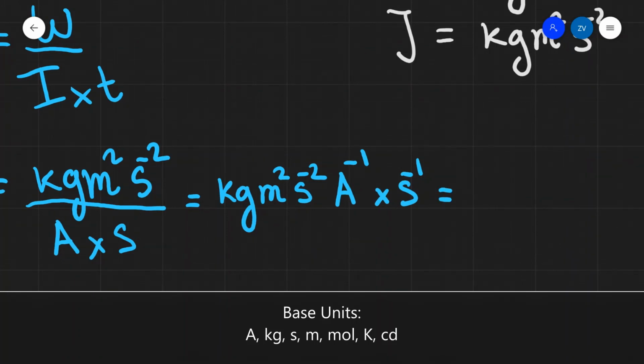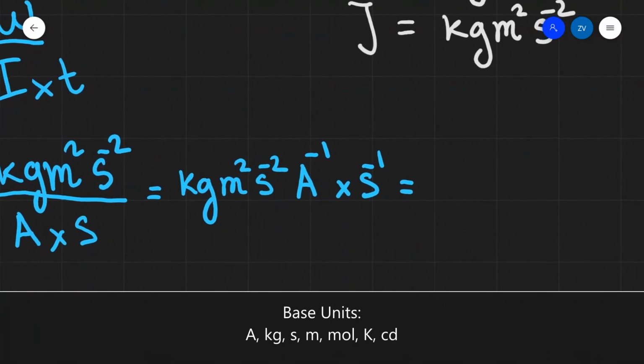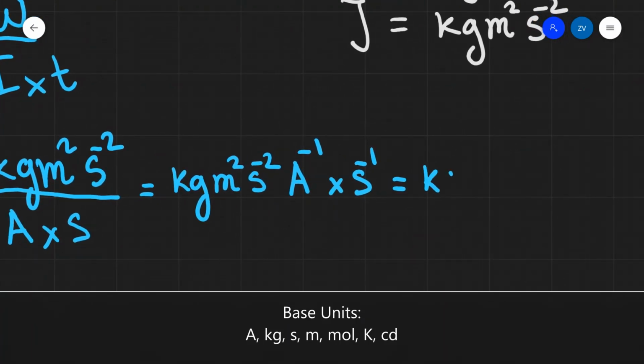So I'm just going to rewrite this with this in mind. So this will be equal to kilograms meters squared s to the power of -3 amps to the power of -1. And this is the base unit for potential difference, the base unit equivalent of the volt.